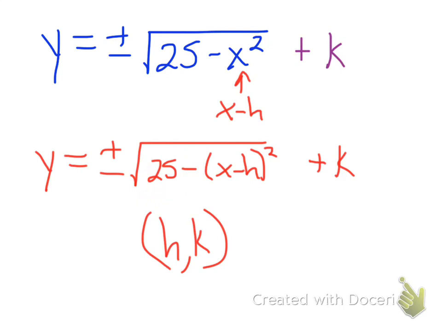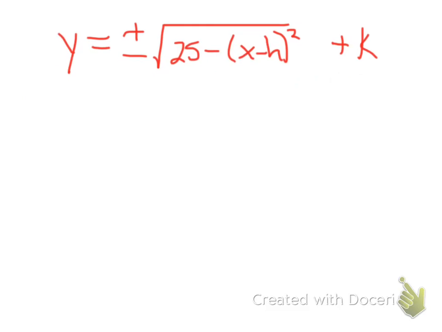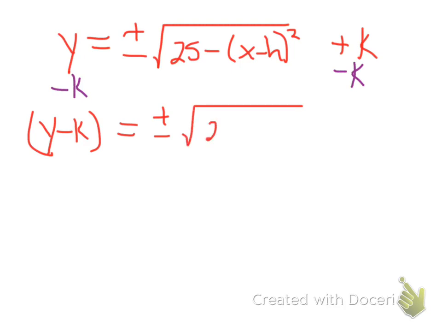So what we needed to do was think about how to solve this. If I look at this equation again, if I want to get 25 by itself, the first thing I'm going to need to do is subtract k from both sides. That gives me y minus k equals both positive and negative values of the square root of 25 minus quantity x minus h squared.